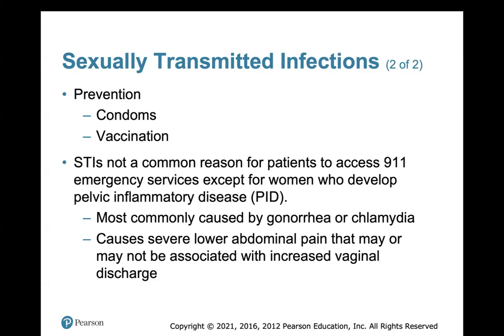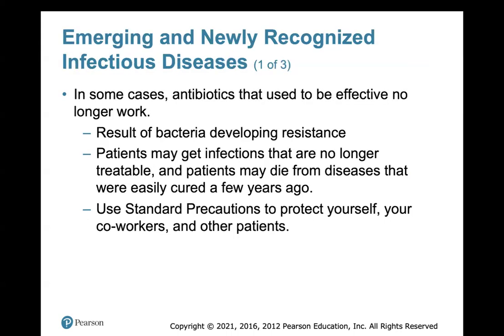STIs are not a common reason for a patient to call 911, except for women who occasionally will develop pelvic inflammatory disease, or PID. It's usually caused by gonorrhea or chlamydia. It causes severe lower abdominal pain, and they may not associate it with increased vaginal discharge. They may not realize that it's connected to a sexually transmitted infection.